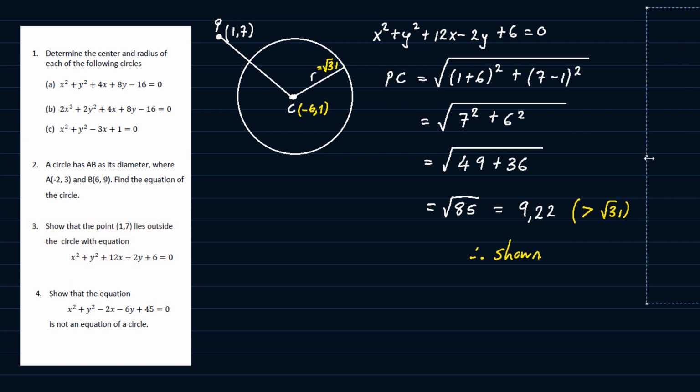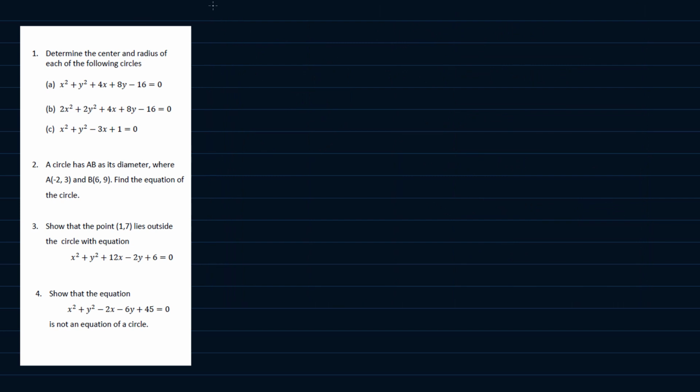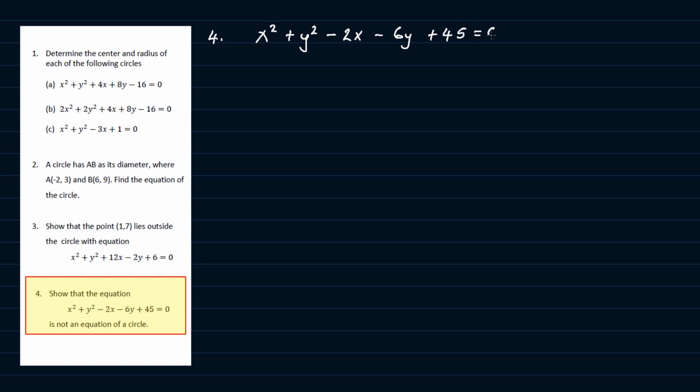The last question is number 4. Show that the equation x squared plus y squared minus 2x minus 6y plus 45 is not an equation of a circle. So how do we prove that? We have x squared plus y squared minus 2x minus 6y plus 45 equal to 0. And we want to prove that it's not an equation of a circle.